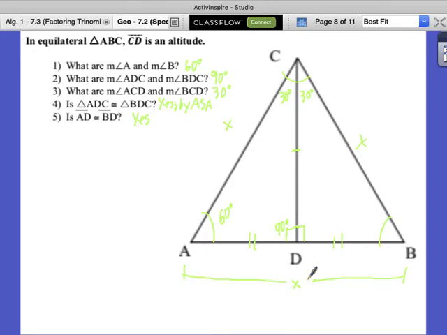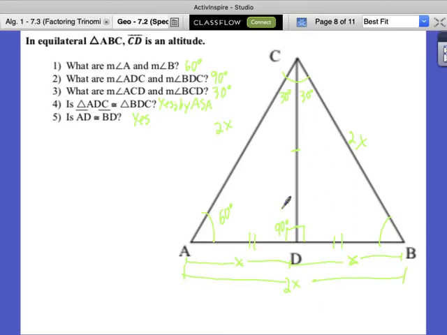Actually, let's change the name to 2x, 2x, and 2x, because we can call it anything. What would I call A to D? X, because it would be half of this, right? And what would I call D to B? X as well. So we create what we call a 30, 60, 90 triangle, where this is 30, this is 60, and this is 90. This will be another one of our special right triangles.